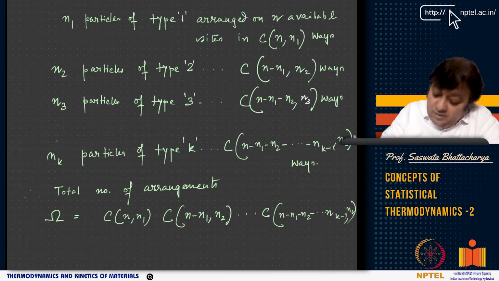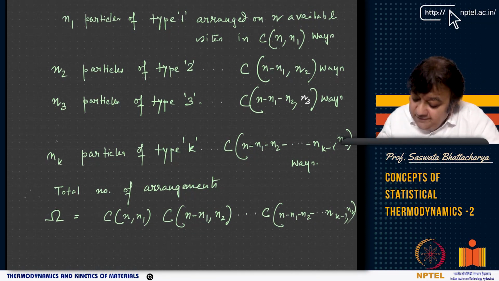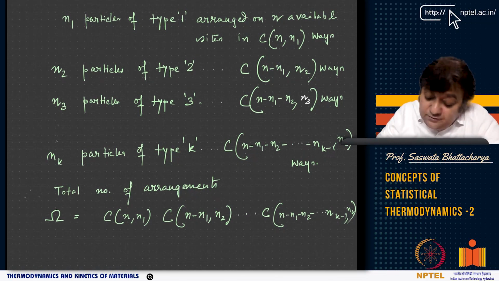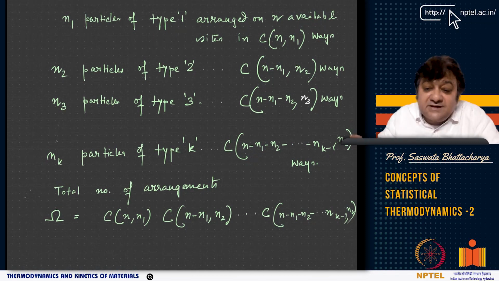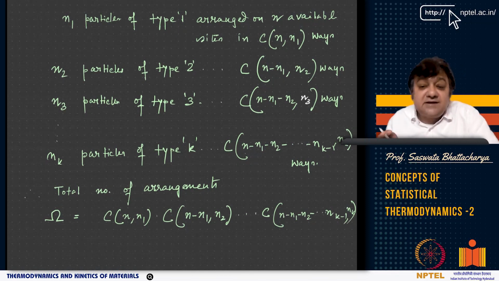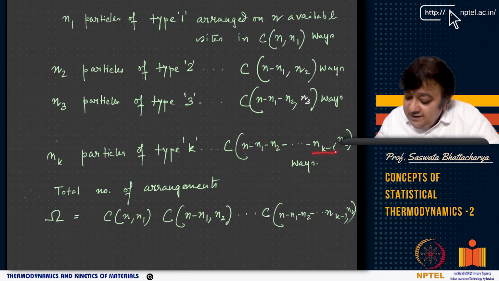Now you go on, and then you have nk particles of type k. You have filled up to nk minus 1, and whatever sites are remaining, on those you want to arrange these nk particles. So look at this: it is n minus n1 minus n2 minus up to n(k minus 1), and you have nk particles remaining. This itself is nk. So there is this many number of ways.